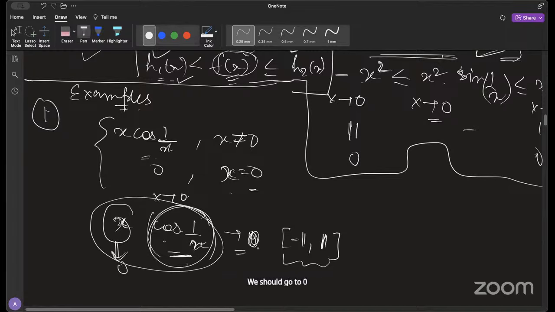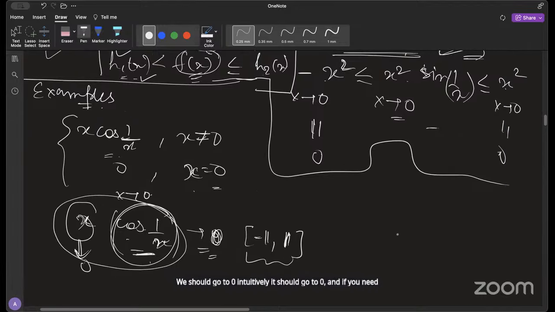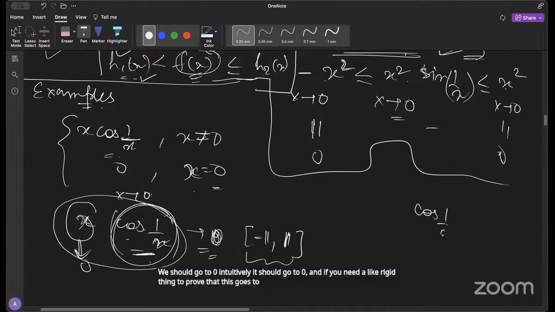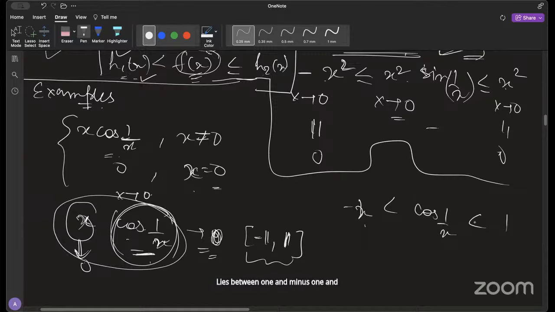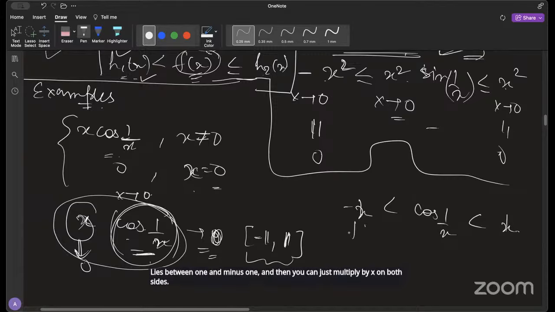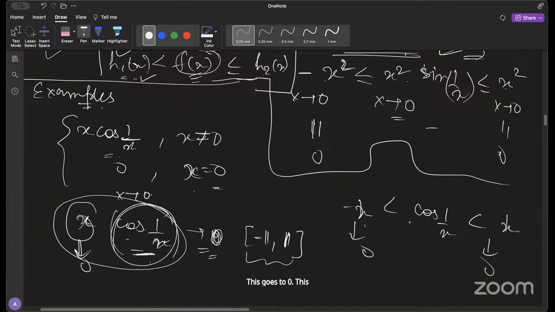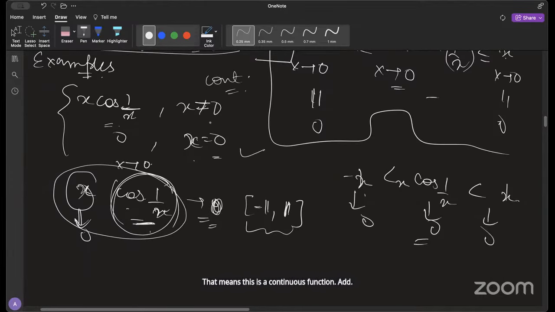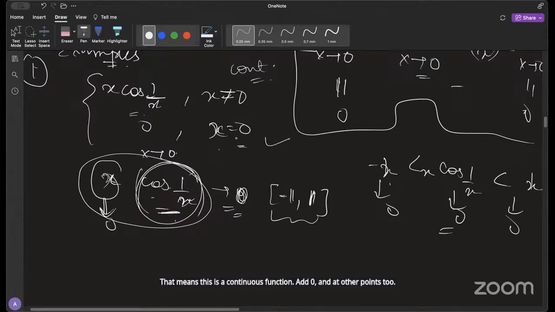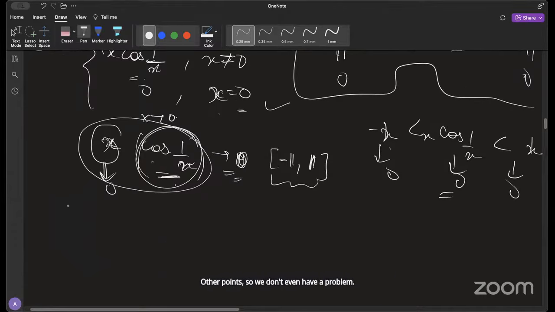Intuitively, it should go to 0. And if you need a rigid proof that this goes to 0, you can do the same thing here. Cos 1 by x lies between 1 and minus 1, and then you can just multiply by x on both sides. This goes to 0. This goes to 0. This thing should go to 0. That means this is a continuous function at 0 and at other points too. Other points, so we don't even have a problem. We don't need to check there.